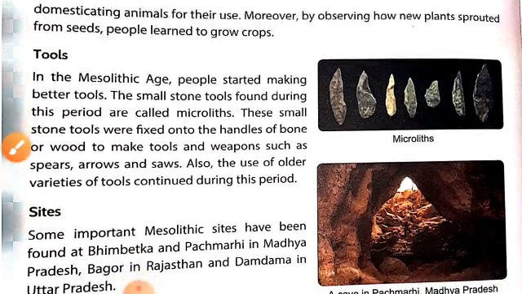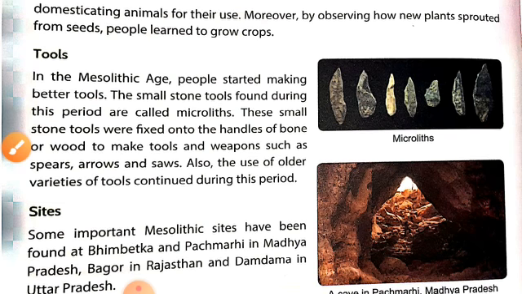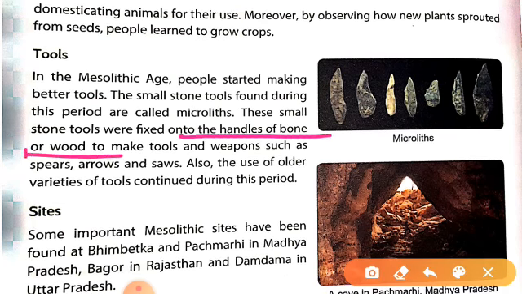Next, tools of the Mesolithic period. In the Mesolithic age, people started making better tools compared with the Paleolithic people. Small stone tools found during this period are called microliths. So micro means small, and liths means stone. The small stone tools were found in this age, so this age is also known for microliths. These small stone tools were fixed into handles of bone or wood to make tools and weapons such as spears, arrows, and saws. So they also learned how to attach handles of bone or wood to the stone tools. These were the light stone tools they made.